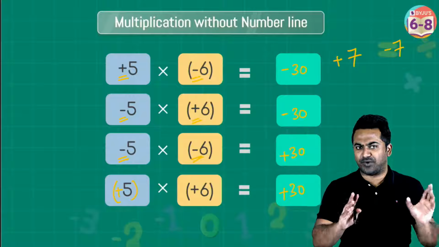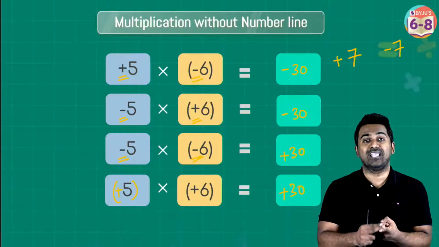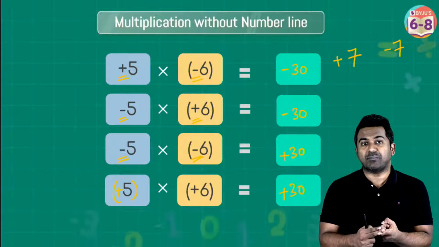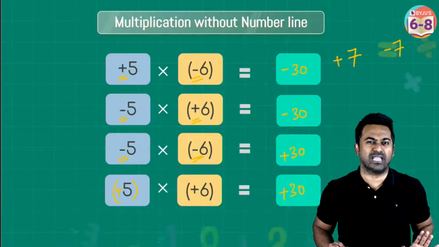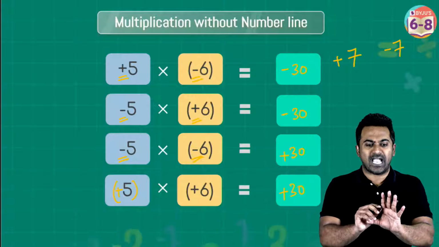I'm sure you guys have followed these three, right? First was Bodmas, then multiplication using the number line, hopping frog, and then this one was multiplication without the number line. Three absolutely basic ideas.